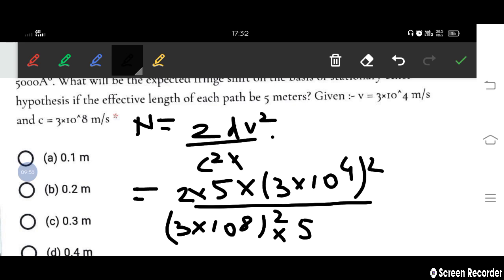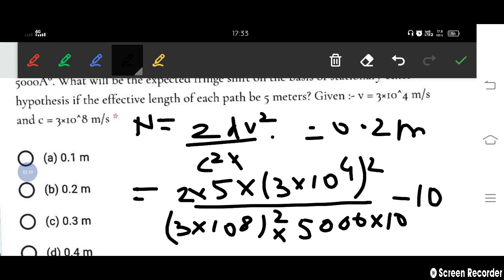wavelength was given in terms of Angstrom, so we are expressing it in terms of meter. So it will be multiplied by 10 to the power minus 10. So it will become 5000 into 10 to the power minus 10. After evaluating it, we will get 0.2 meter. That is the expected fringe shift. So here our correct option is option B.